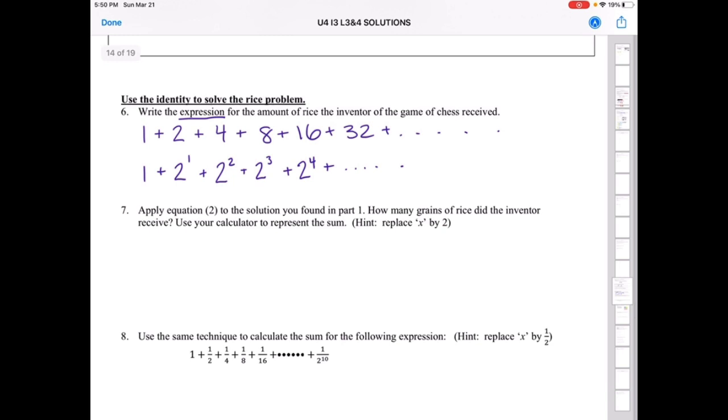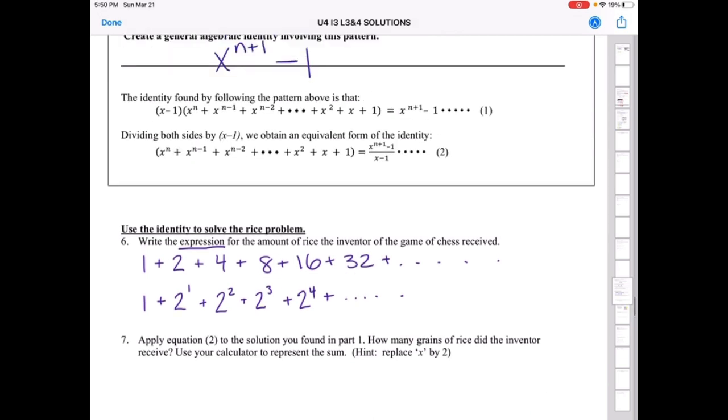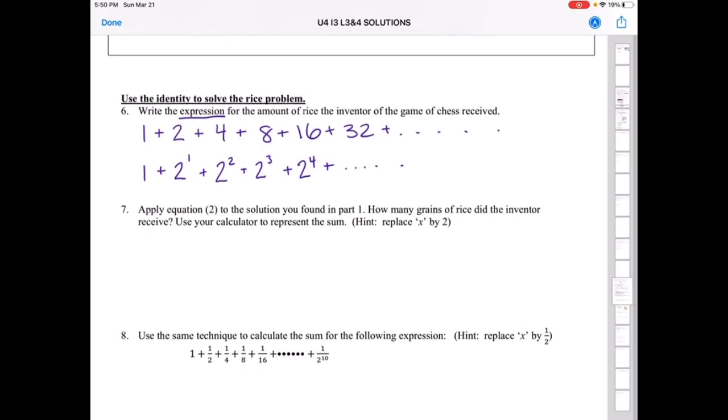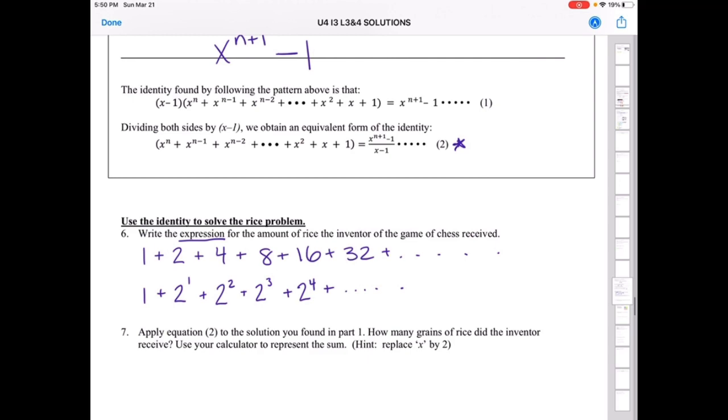So we need to try to see, okay, well, there has to be an easier way for us to do this than having to calculate this for each square 64 times. So it says, okay, well, apply the equation from number 2 right here to the solution you found in part 1. So how many grains of rice did the inventor receive? And it says you can use your calculator to represent the sum. So if I replace x by 2, I can try to solve for this.